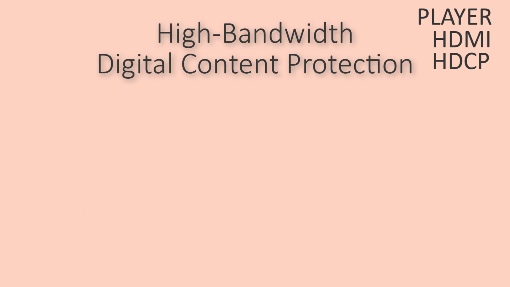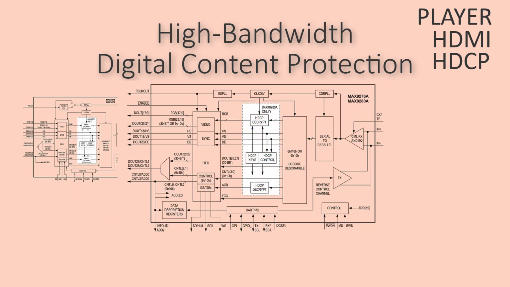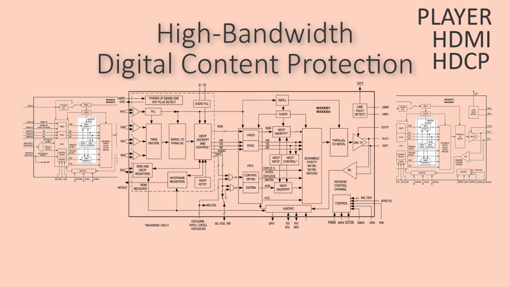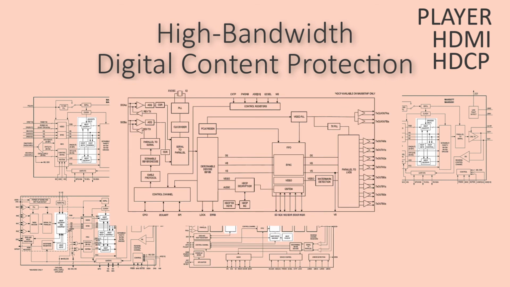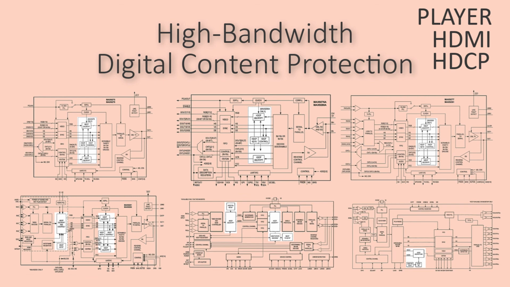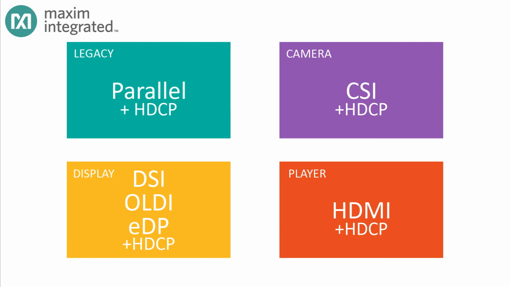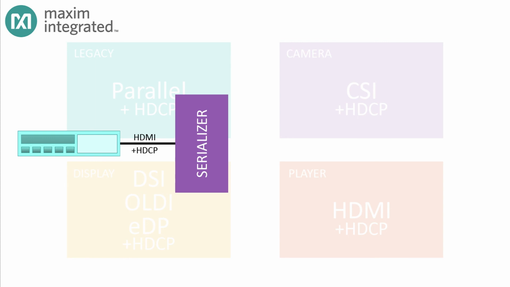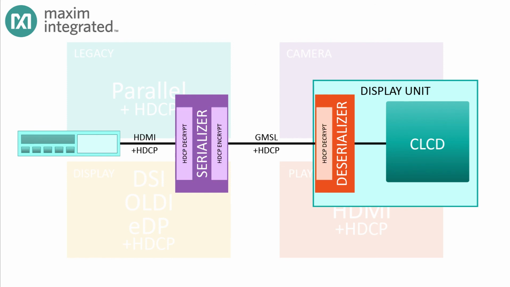Now, I'm telling you about all this because many of Maxim's GMSL serializers and deserializers include an HDCP block. If you're going to be handling video streams from protected sources, like a Blu-ray player, you'll need to plan for HDCP. Maxim has HDCP-enabled GMSL serializers and deserializers with a variety of input and output interface technologies, so you might have a video player with an HDMI output on one end of the serial link and a display with an LVDS input on the other end, with the channel protected all the way with HDCP.